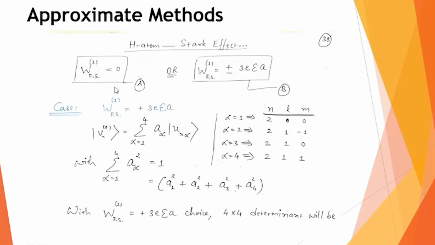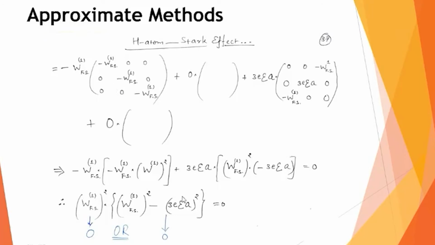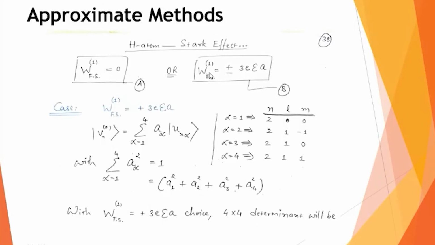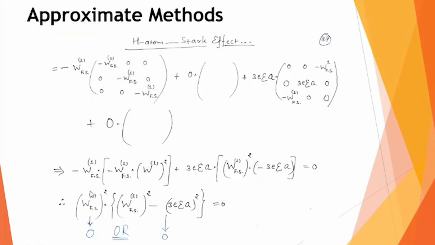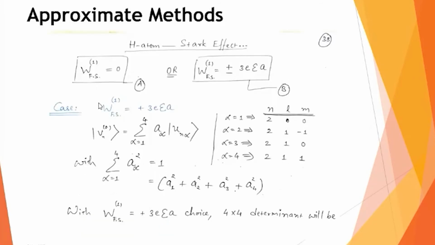And from that, whenever I simplify it, because if the curly bracket is 0 it means this term equals to this term, whole squares are same. So if I take the square root, you can now have two possibilities with plus and minus for 3EA, and another possibility, if the first bracket is 0, then W1 FS will be 0. So now you actually have three possibilities. Either the first order correction to the first excited state is 0, which I have written as possibility A, and the second possibility is that plus or minus it can be 3EA.